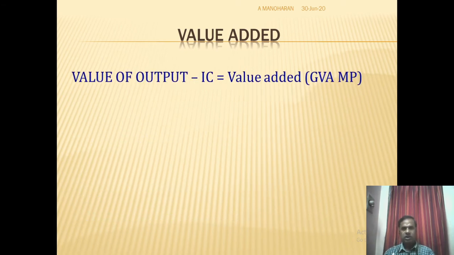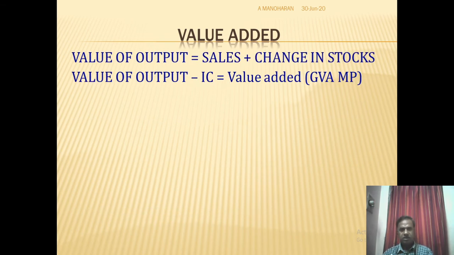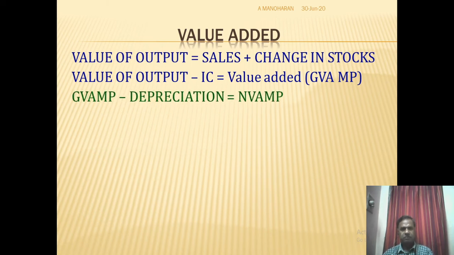Now, how do we find out value added here? First thing is value of output. Value of output is equal to sales plus change in stocks. Then value of output minus IC is value added. Right? Then GVAMP, that is value added, minus depreciation is equal to net value added market price. Net value added market price minus net indirect tax is equal to net value added factor costs.